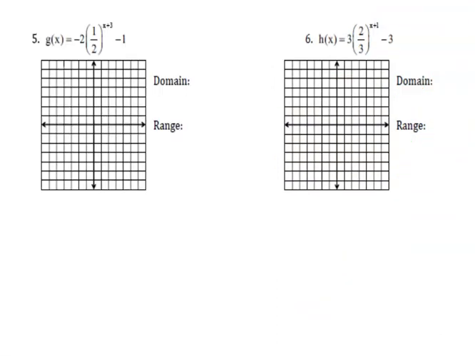Okay? All right, these are pretty tricky, guys. Again, where is it moving? What is shifting? And how does it affect it? All right, so this is meaning left 3, and then this would mean down 1. And what does this negative in front mean? Well, that's going to reflect.